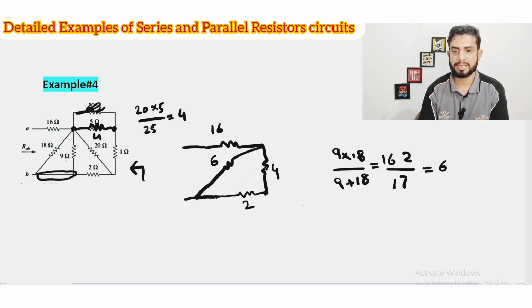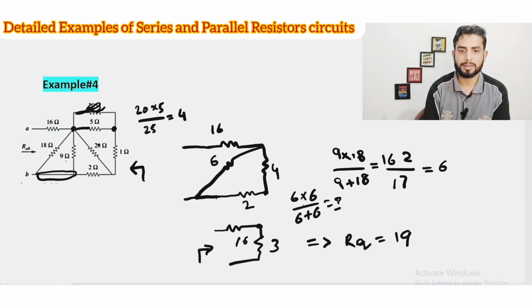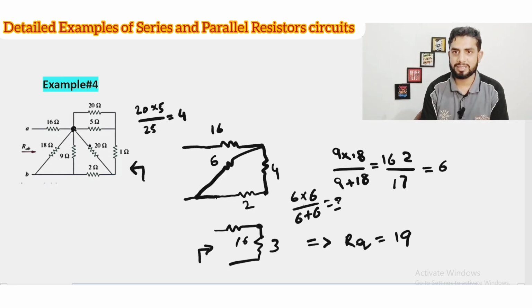6 will be in parallel with 6. 6 into 6 divided by 6 plus 6 will be equal to 3. So put back the 3 ohm resistance here. The resultant of this triangle will become 16 and 3. 16 and 3 will be in series because they have a common connection. So 16 and 3 will be 16 plus 3, and R equivalent is equal to 19.